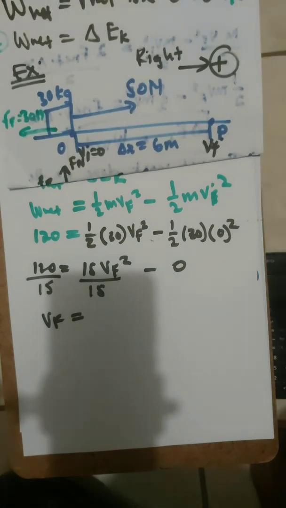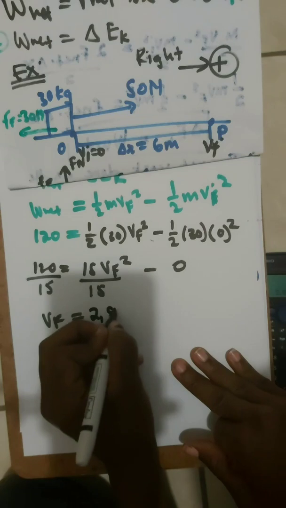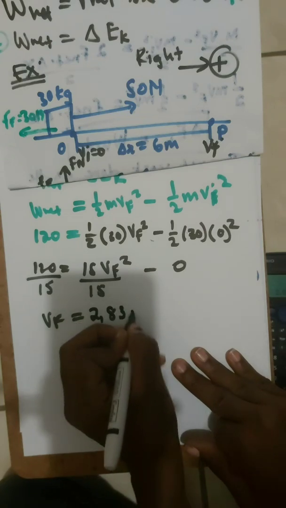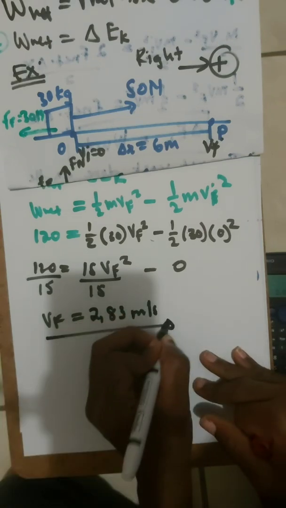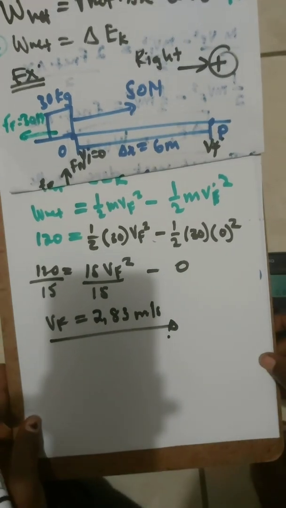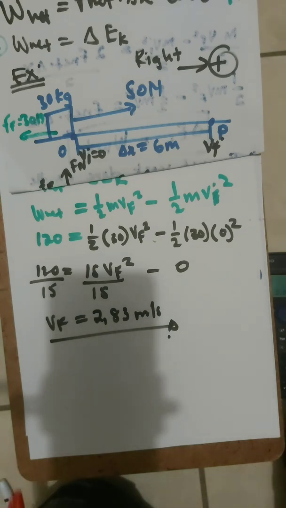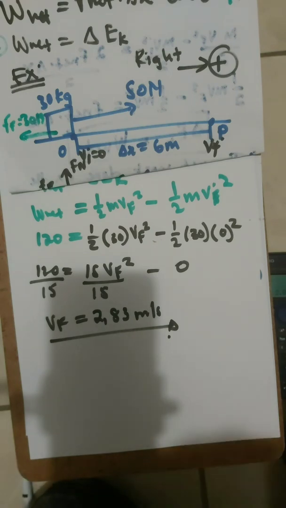Sorry, guys, for the network. We get 2.883 meters per second. This one is our final velocity. You see, guys? This is the work energy theorem. Okay, so now I'm going to do the last thing.